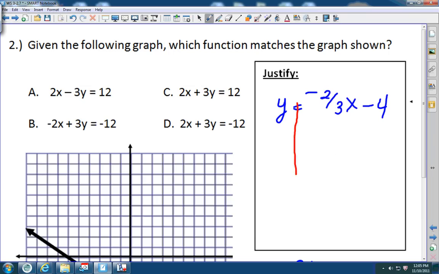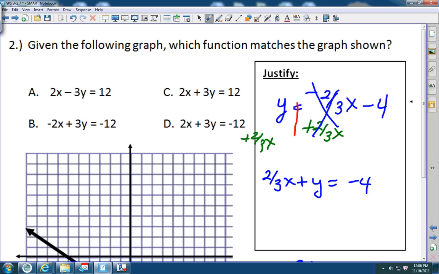First thing I'm going to move is my x's, because I need my x and my y on the same side. So it says minus 2/3 x. I'm going to add 2/3 x to each side. Now I have 2/3 x plus y equals negative 4 because these cross out. So all I did was move it to the other side.